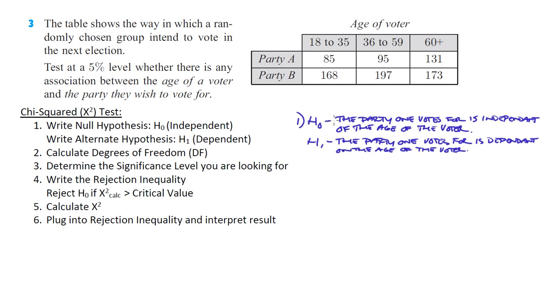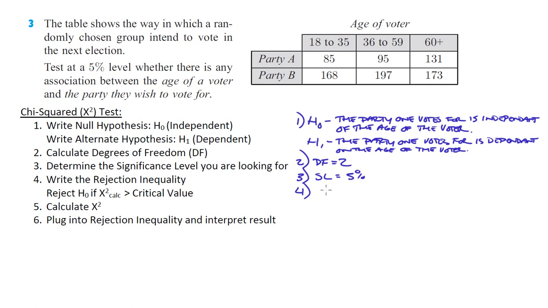Okay, so here's our null hypothesis. The party one votes for is independent of the age of the voter, and then our alternate hypothesis, the party one votes for is dependent on the age of the voter. All right, Part 2, calculate the degrees of freedom. So cross out a row, cross out a column, and we're left with 2 cells there. So our degrees of freedom is not 1, but 2. Okay, determine the significance level that we are looking for. It says right up here at 5%. So the significance level is 5%.